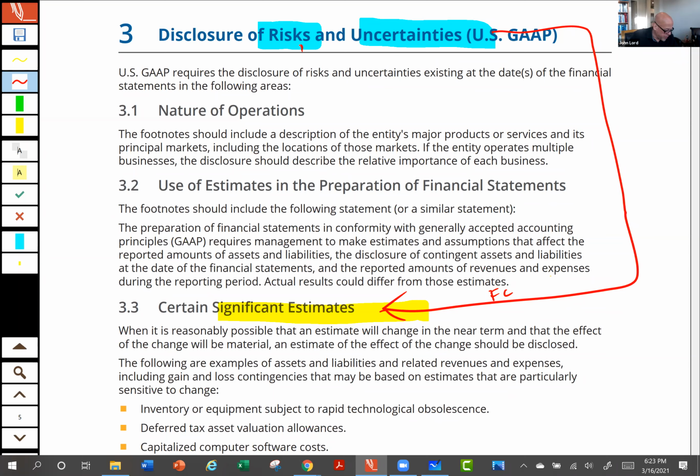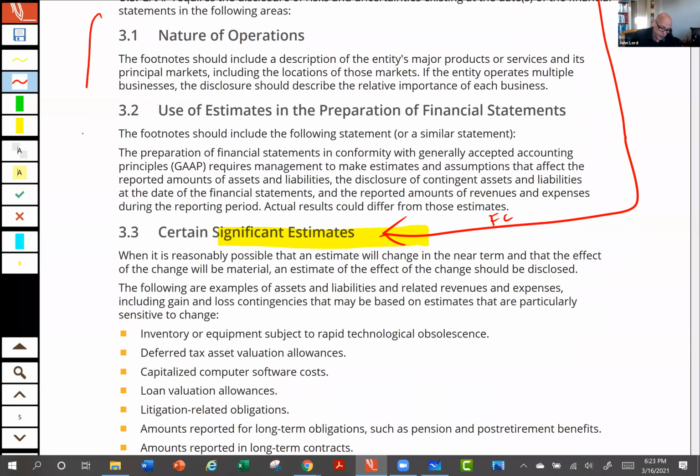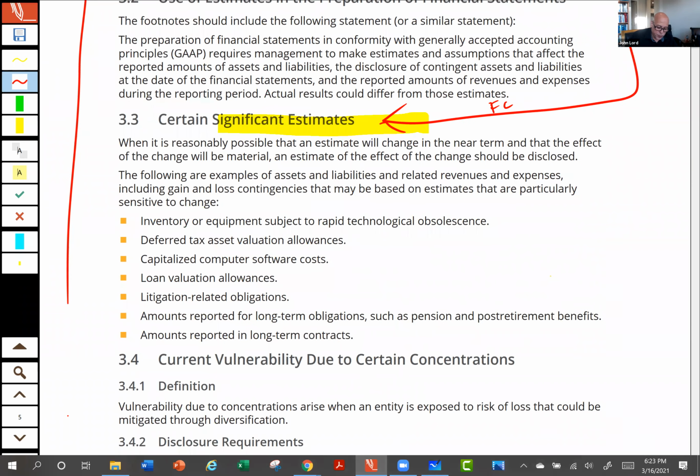Okay, when we talk about risks, and that's down here lower, what we're talking about is current vulnerability due to concentrations. So what happens? I have all of my subsidiaries in a particular part of the country.